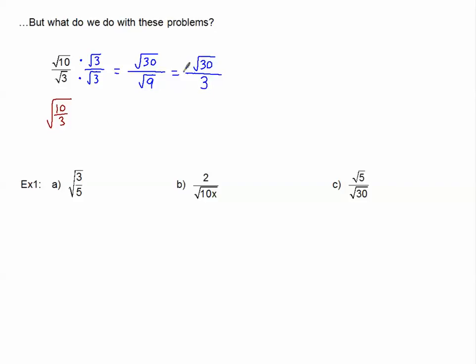And make sure that your division bar is clear. I don't want people thinking that this is the square root of 30 thirds. That's not it. It's the square root of 30 all divided by 3. This is our simplified answer. And we just did something called rationalizing.